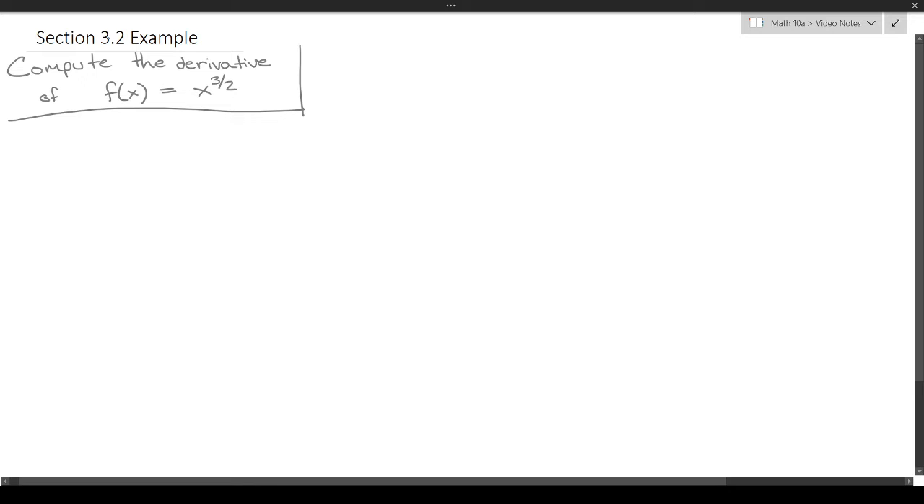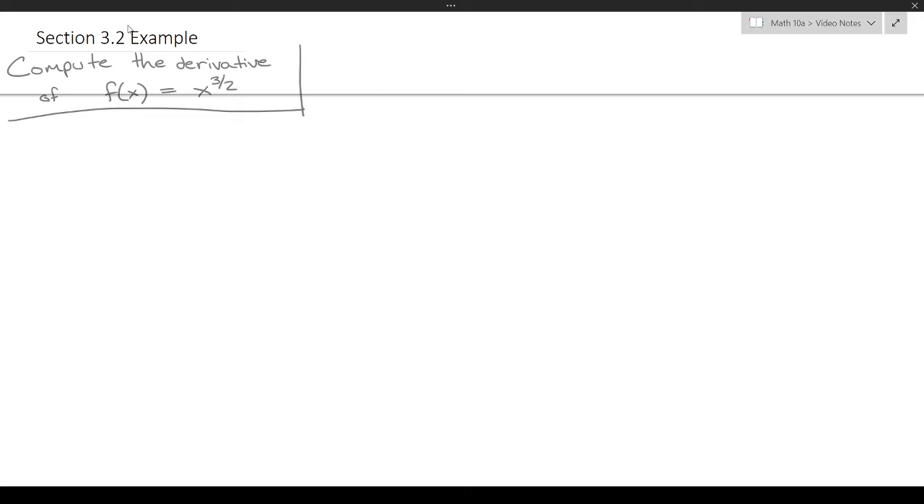This time we're looking at section 3.2 on the derivative as a function, and we're going to be computing the derivative of the function f of x equals x to the 3/2 power. So, as opposed to examples from section 3.1, where we take the derivative just at a point and find the value of that, here we're computing the derivative as a function. If you take in any value, what is the function that will give you the derivative at that point?